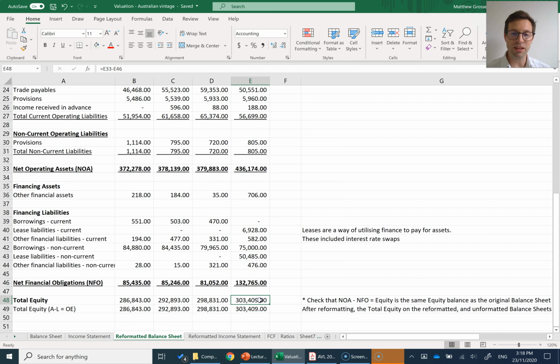If you're finding that after you've reformatted, your total equity is a different amount to the unformatted balance sheet, it means you've made a mistake and you've probably just missed out one of the accounts somewhere as you're transferring accounts across. So that is the reformatted balance sheet.